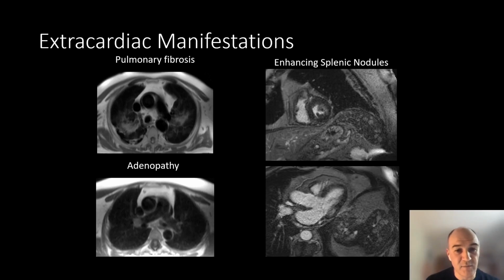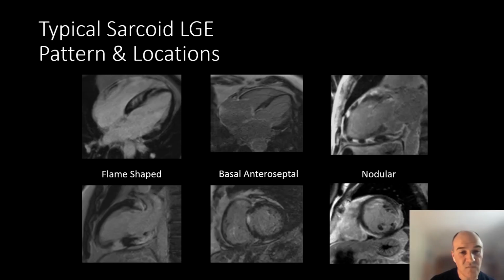This is examples of the sort of extra manifestations you might see in a patient who's got sarcoidosis, typical pulmonary parenchymal infiltration with associated adenopathy, and a nice example here of the nodules you can sometimes get within the spleen. But the reason we do cardiac MRI is we're looking specifically for evidence of cardiomyopathy associated with sarcoidosis, and these are some examples of the patterns of late gadolinium enhancement we would see.